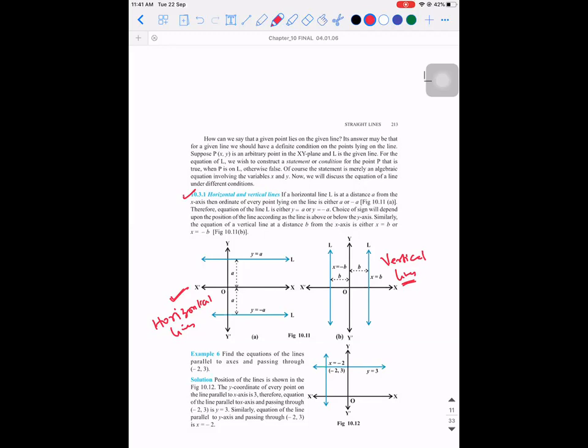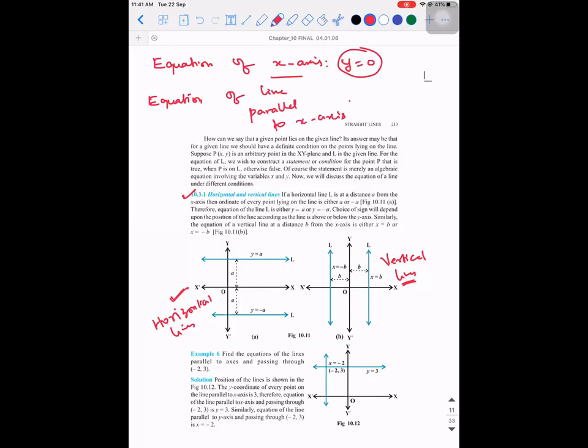In your notes, write down the heading as horizontal and vertical lines. Below that, write it as equation of x-axis. So what is the equation of x-axis? y is equal to 0. Very good. y is equal to 0 is the equation of x-axis. Now, what will be the equation of line parallel to x-axis?